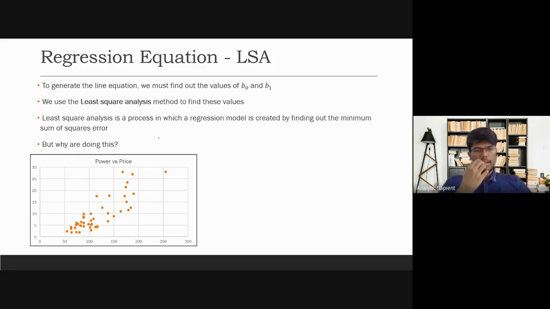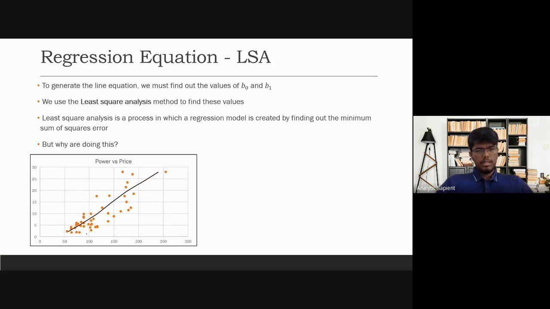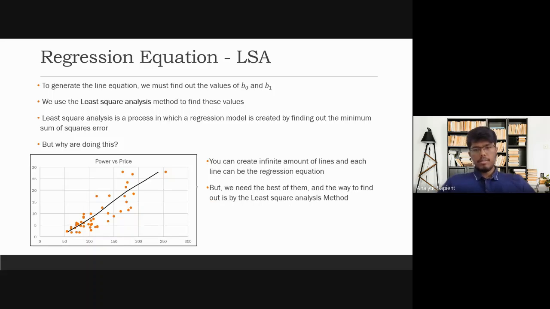Why are we using this particular method? Just look at this scatter plot. You might think that there is just one line, right? But there could be infinite lines passing through the points, and each and every line could be the regression equation. But how do you know which one is the best? So that is why we use this. We are using it such that there is the minimum error between all these points and the line. Yes, you can create an infinite number of lines, but we need the best of them, and the way to find it is the least square analysis method. And this line would have the least error.